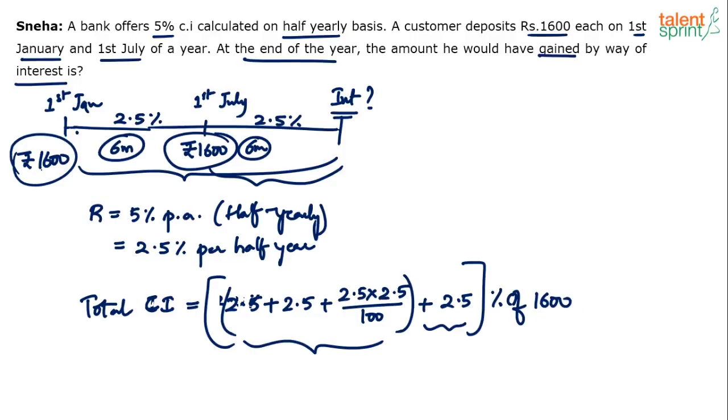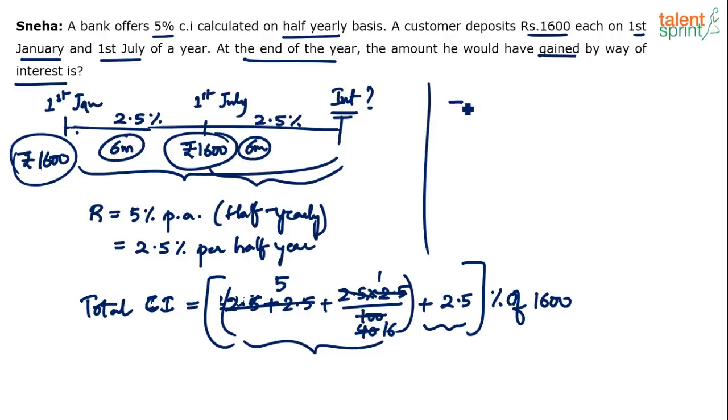Very simple. So A plus B plus AB by 100, plus A percentage of 1600. So how much is this? 2.5 plus 2.5 is 5. 2.5 here goes 40 times, and this 2.5 goes 16 times. So 5 plus 2.5 is 7.5 plus 1 by 16%.